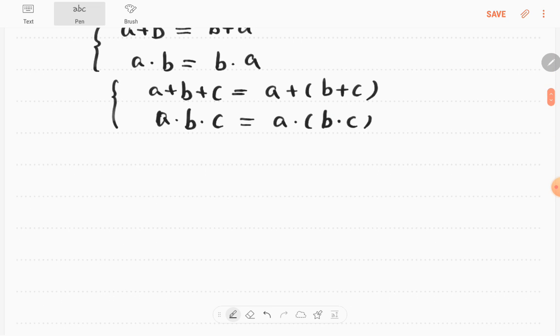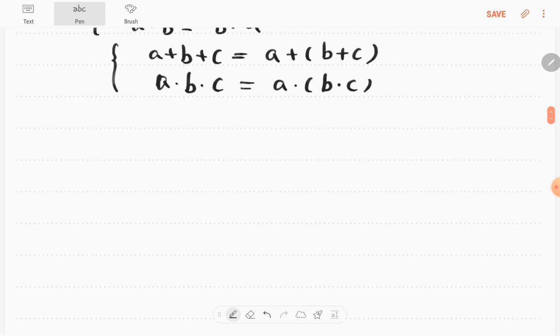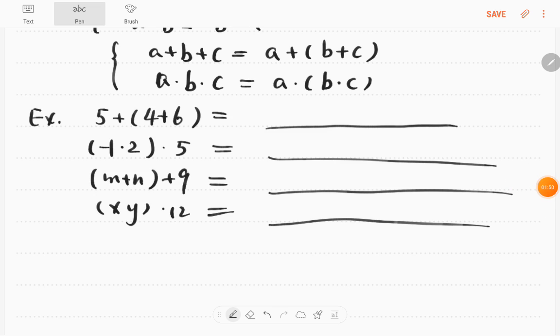So we can try some examples. So for this four statement, if we want to use the associative rule, how can we complete this statement? Associative property. So for the first one, we know we can change the order. We can do it like this. We can do 5 plus 4, then plus 6.